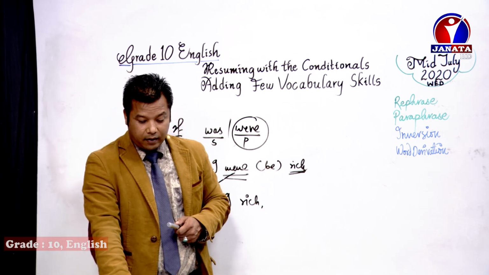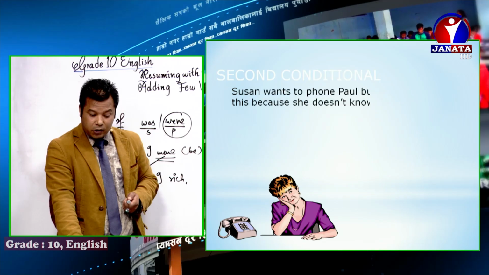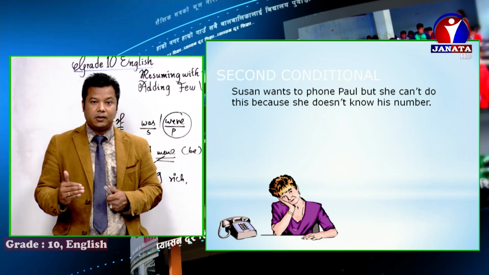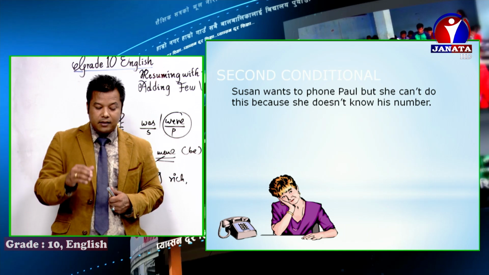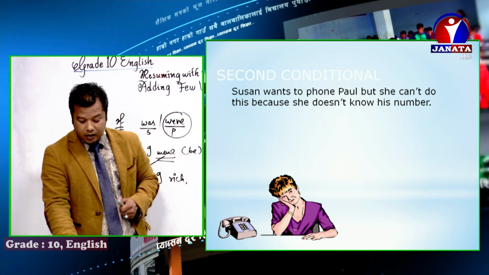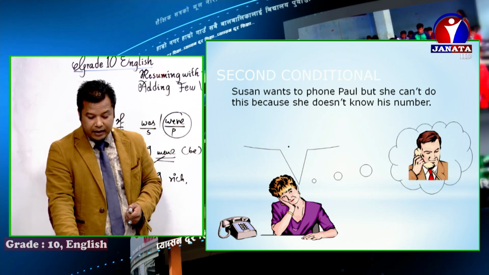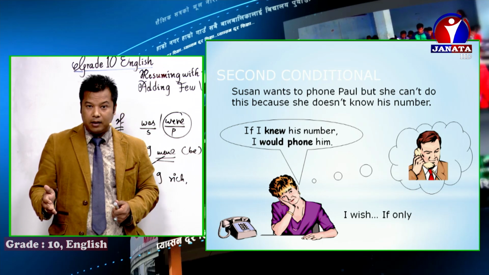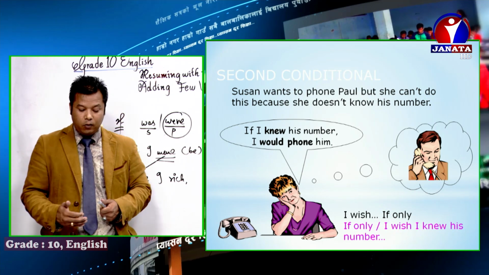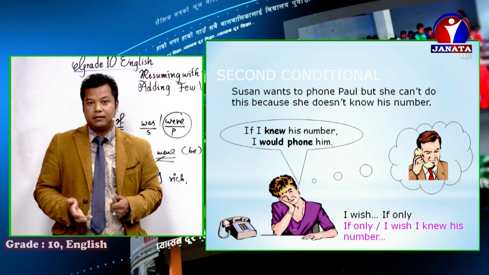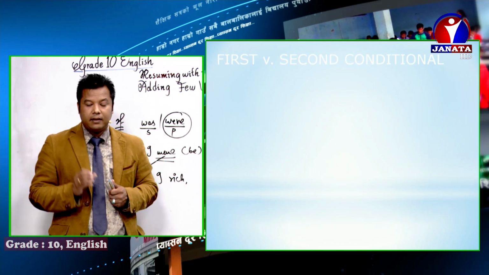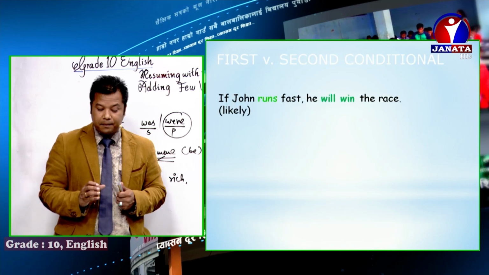Here is one more example, with another picture I've got for the second conditional. Understand the present situation. We are connecting our present and trying to relate it with our past. See, Susan wants to phone Paul, but she can't because she doesn't know his number. She would speak something like this: if I knew his number, I would phone him. Or if you make a wish, you can say, if only, or I wish I knew his number. Quite simple, right?